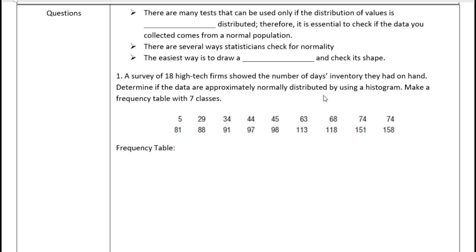So it's essential to check whether the data actually comes from a normal population. This should say normally distributed, or approximately so. There are several ways to check for this normality. The easiest way is to draw a histogram, which is something we've already done in the course quite a few times, and use that to check the shape to see if it resembles a bell curve. So we're going to do that in number 1.